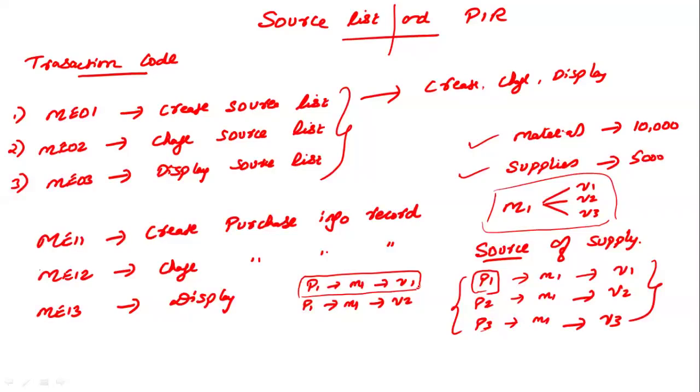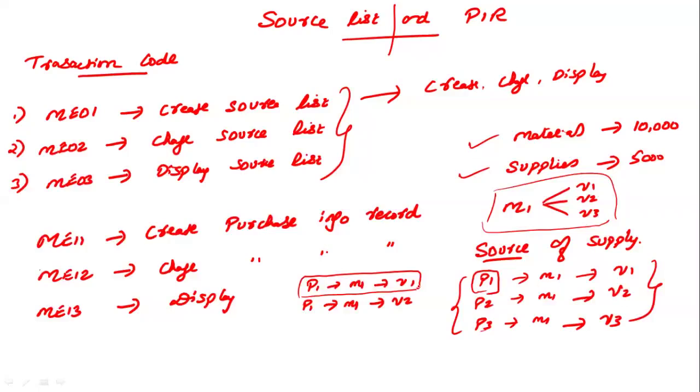Okay, so that is how the source list works. We will see in the system, then you will have more clarity on this blocking and fixing the vendor. This source list is used only for this particular purpose, to say from which vendor you need to buy the material for different plants, and how you can fix the vendor and how you can block the vendor.